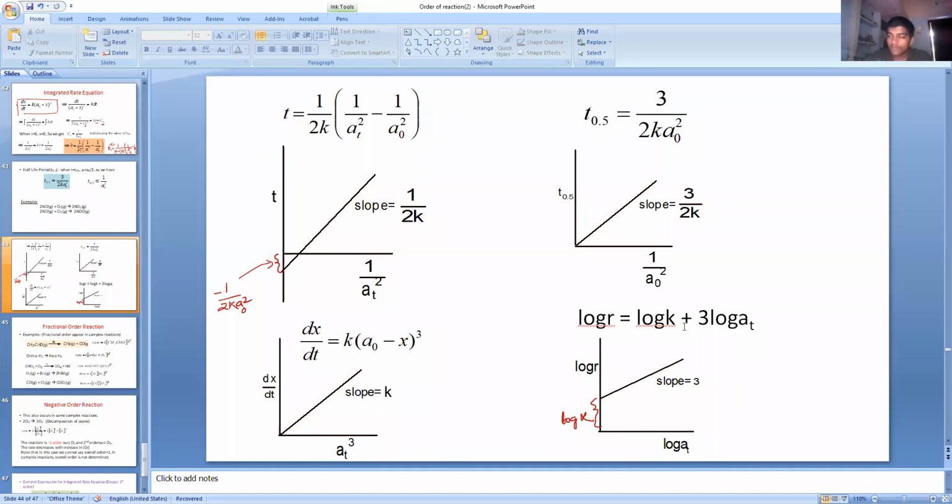Log R equals log K plus log A plus 3 log AT. Then if you plot log R versus log AT, you will get a straight line with a slope equal to 3, and the intercept will be equal to log K. And if you draw T to the power 0.5 versus 1 by A0 square, then you get a straight line passing through the origin, and the slope will be 3 by 2K.